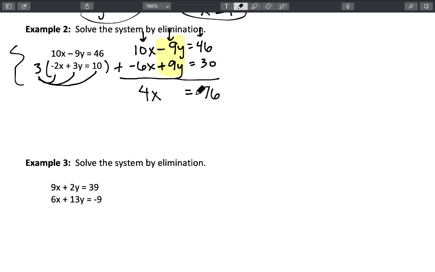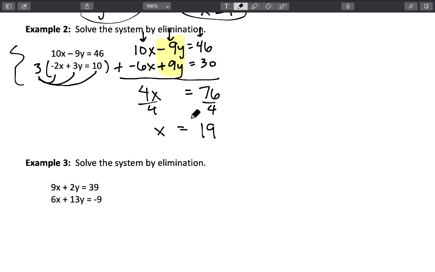All right, we are now going to divide over the 4 here, and we'll end up with x is equal to, all right, 76 divided by 4 is going to go in there 19 times. All right, so x is equal to 19.